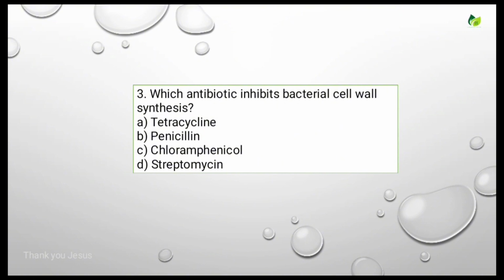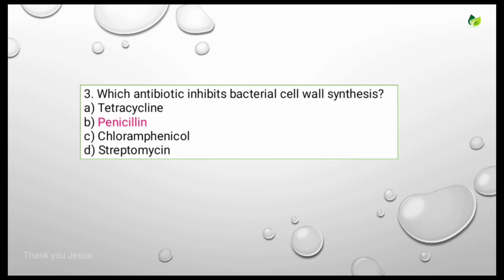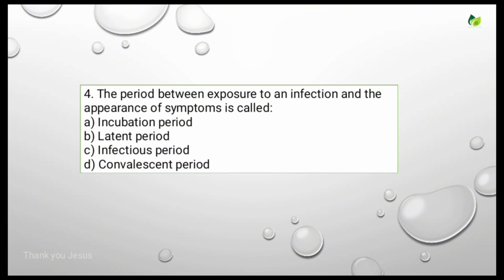Which antibiotic inhibits bacterial cell wall synthesis? Options are tetracycline, penicillin, chloramphenicol, streptomycin. For this the correct answer is penicillin, which inhibits the cell wall synthesis of bacteria. Let's see the next question.